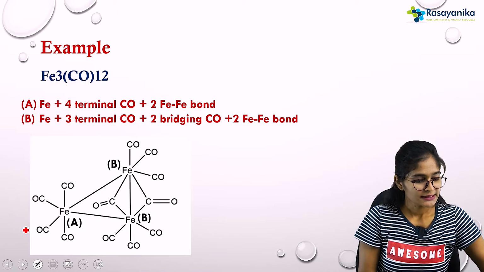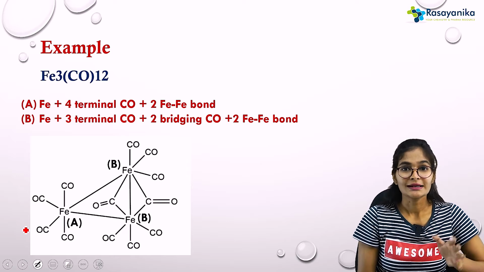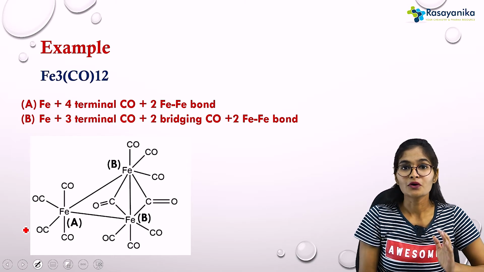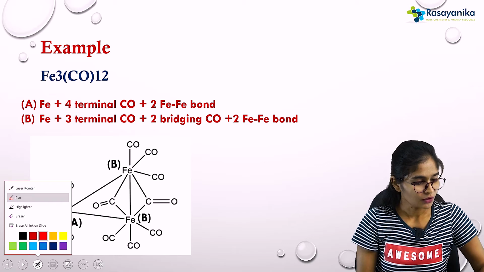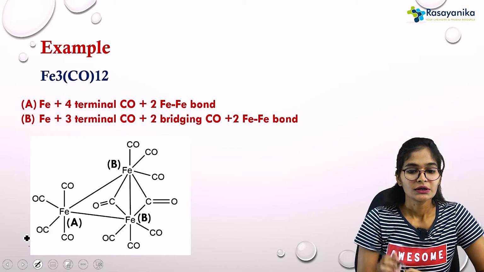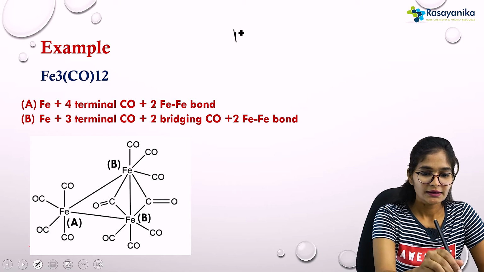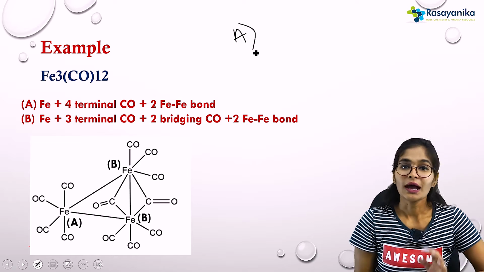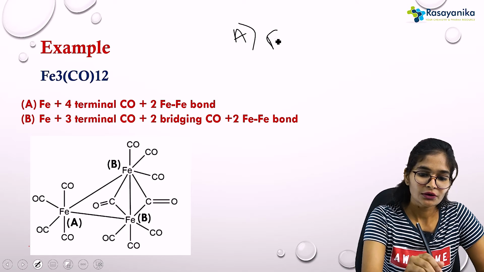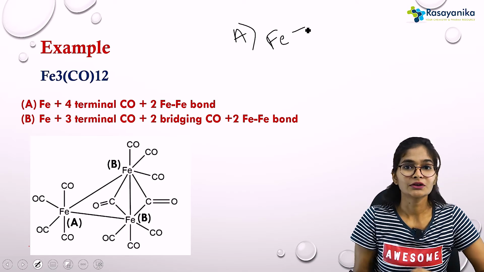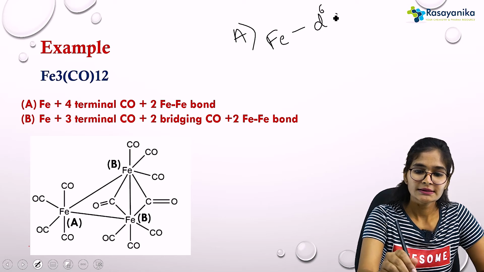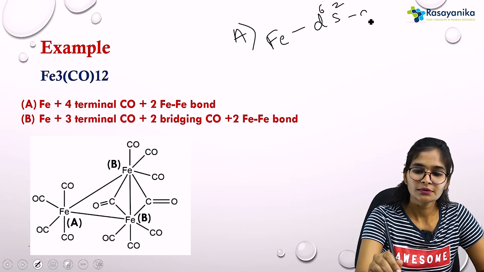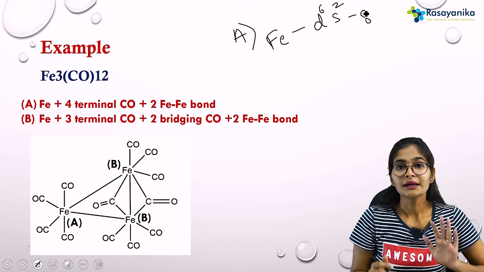Alright, so now let's calculate the total valence electron count of this compound, which must be equal to 18. So you have to approach it with the 18 electron rule. Now coming to the first part, part A, where you have the Fe. So the Fe electronic configuration, or the valence electrons, will be how many? It will be d6s2, so d6s2 means 8 electrons, right? So there will be 8 electrons.